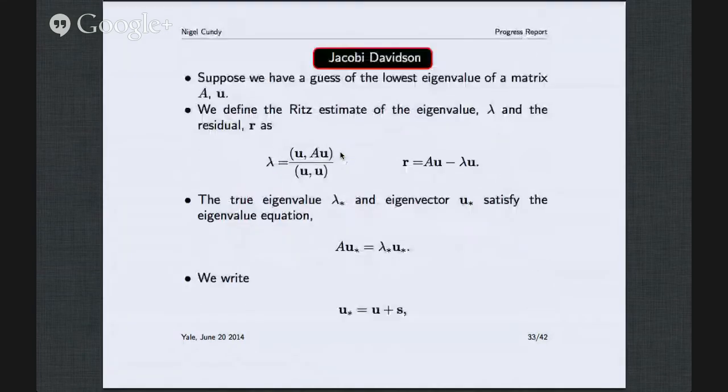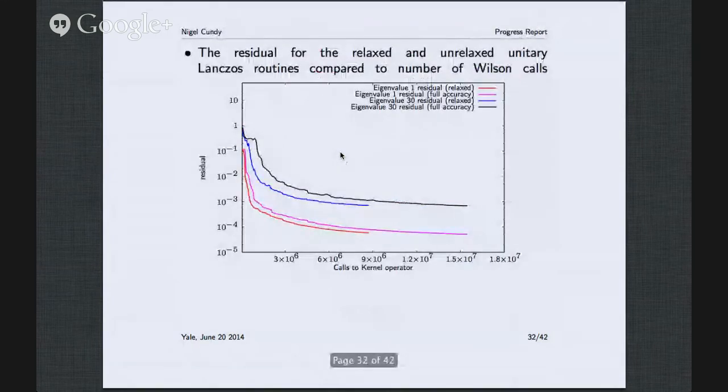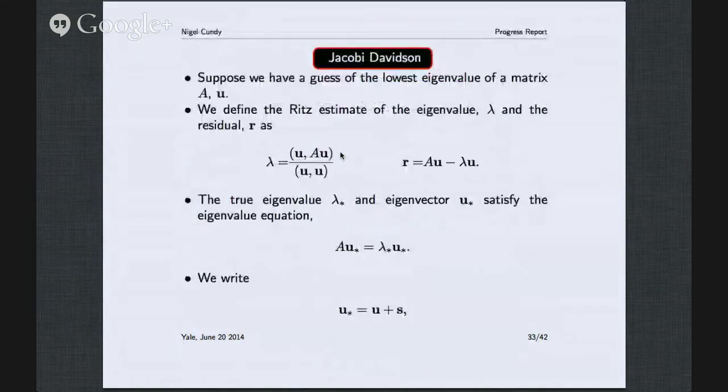So this leads me to want to look at some other eigenvalue routines apart from just the Arnoldi, or the CG would be similar. So the obvious thing to look at is the Jacobi-Davidson routine, which is basically a generalization of inverse iteration. I've put the details here. Maybe I will skip through the details quickly.